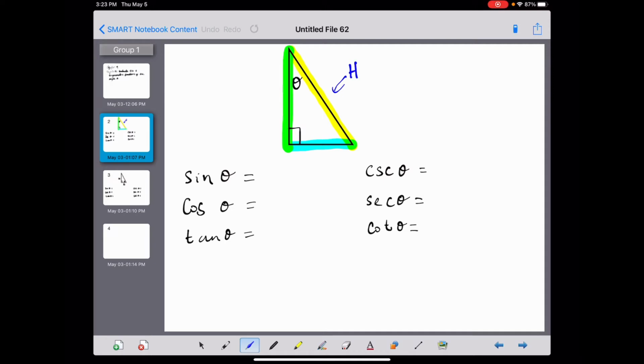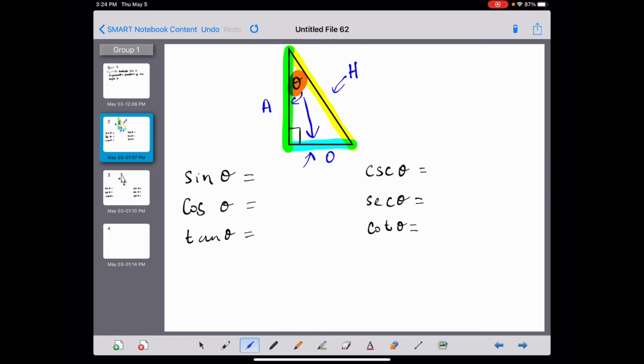And the blue side right here, we're not going to call it a side, we're going to call it opposite, because according to this orange angle right here, across from it is the opposite of that angle. So we're going to call that opposite, or O. And from this angle's perspective, this side right here, the green side, we're going to call adjacent. We've learned this in geometry already, so this is just reminding you of how to label the triangle.